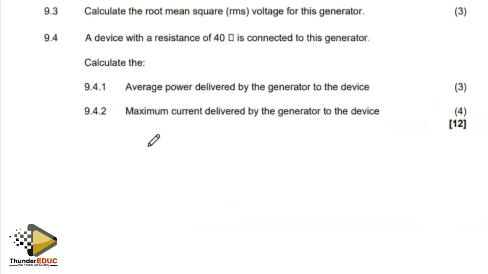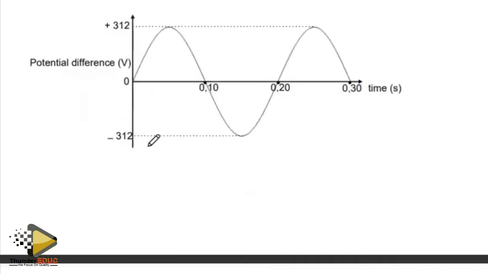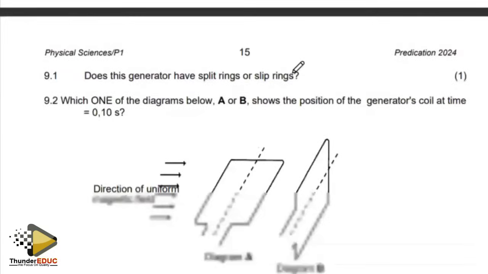Okay, back to our practice questions. The diagram below shows the voltage output of a generator. Then we have 312 and negative 312, the time intervals, and the graph is given to us. So we know that as long as it is a sine graph, this is a generator with a motor.